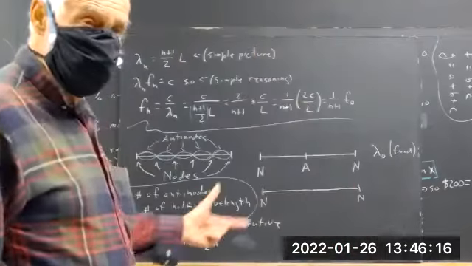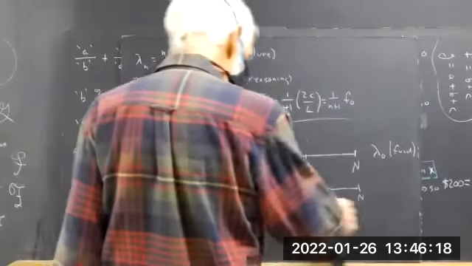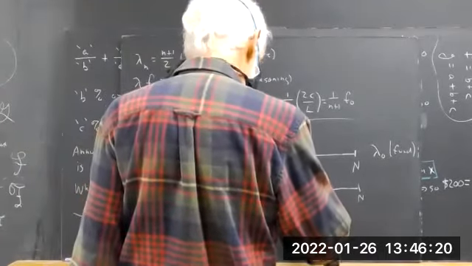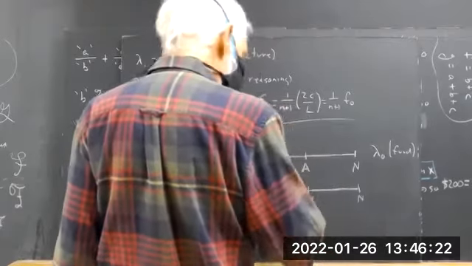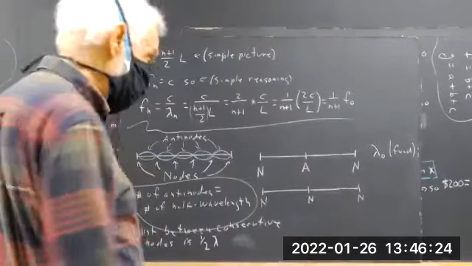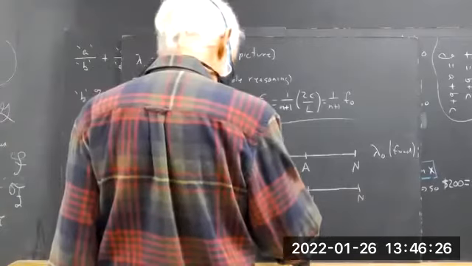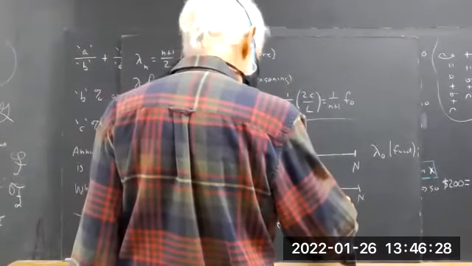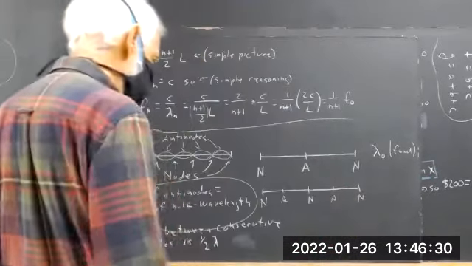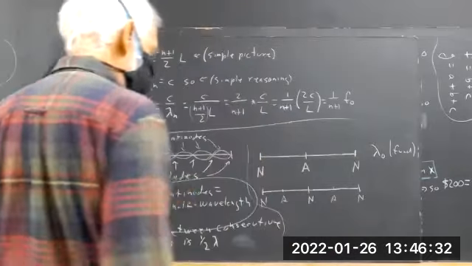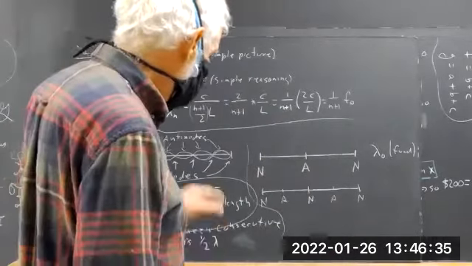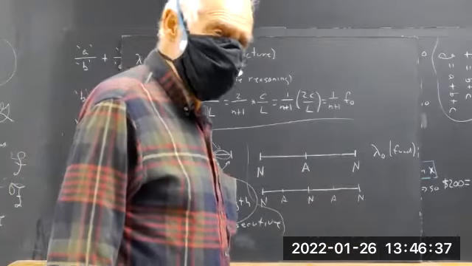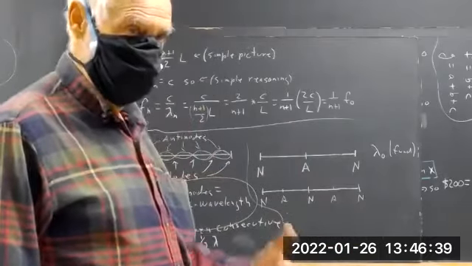The next possible configuration: a node here, and a node in between. And of course, then you have an antinode here and an antinode here. So here you got node, here you got node.